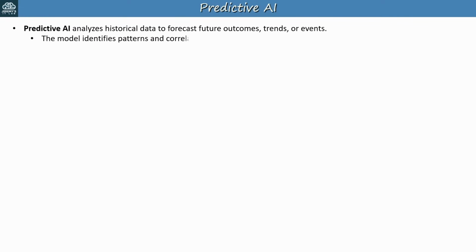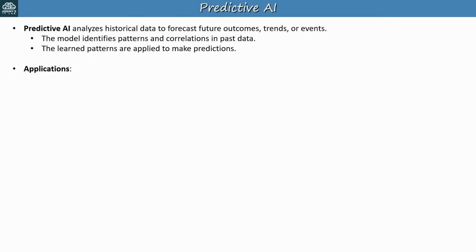Now let's look a bit deeper into predictive AI. Predictive AI analyzes historical data to forecast future outcomes, trends, or events. It identifies patterns and correlations in past data, and applies those learned patterns to make predictions about new or future data. Predictive AI is very widely used for a variety of applications.